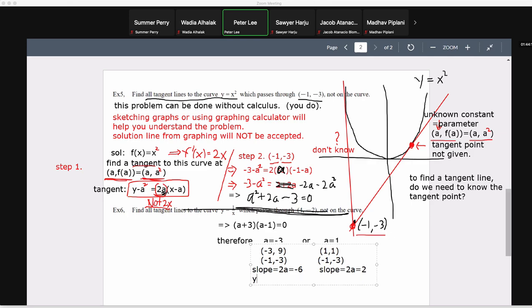Okay, so now, what is the line? The tangent line is y minus 9 is equal to minus 6 times (x plus 3). That's the line equation. What is the line equation here? The line equation here is y minus 1 is equal to 2 times (x minus 1). So it looks like we got 2, at least from there.